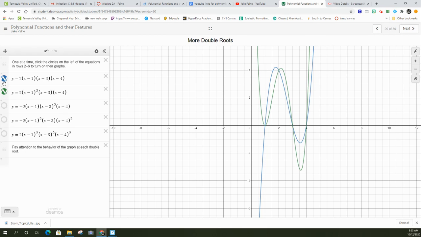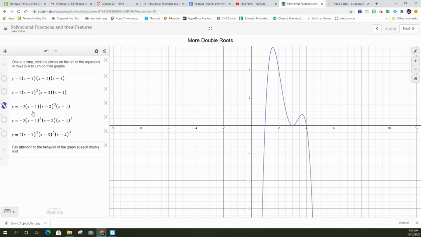Now if I look at this one, same exact factors, but the x minus 1 is squared. What is happening at the x-intercept of 1 right now? Just like on the previous one, it touches it, changes direction, and bounces back up, bounces off. There's an extrema point. There's a turn right at 1, the factor that was squared.